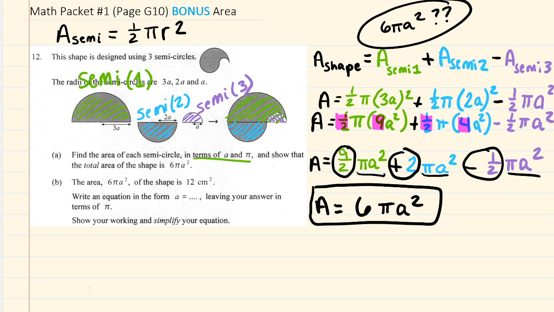Now part B says the area, 6 pi a squared, of the shape is 12 square centimeters. So it's giving us a number. Write an equation in the form A equals blah blah blah, leaving your answer in terms of pi. Okay, so all we've got to do is say that our area, 6 pi a squared, is equal to 12. And we're just going to write an equation in terms of A. So all we have to do is get A by itself and then we're done.